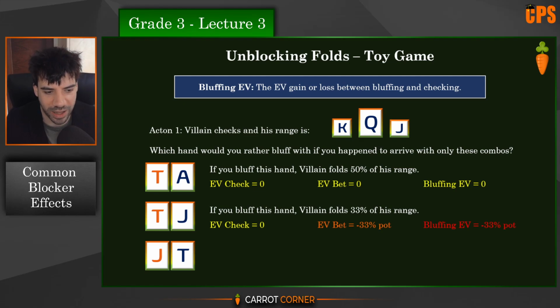Finally, on to the jack with the 10 kicker here. This hand is pretty interesting.